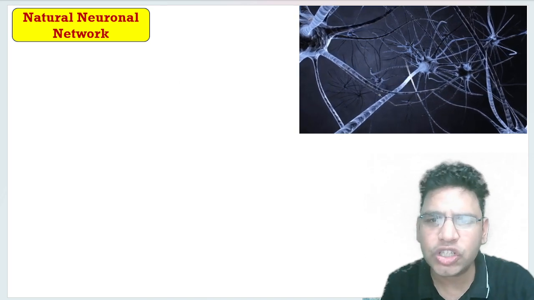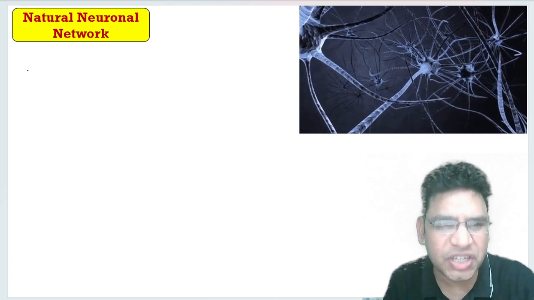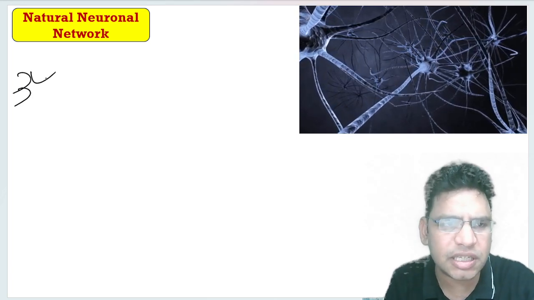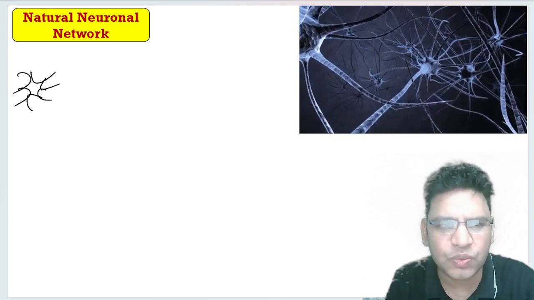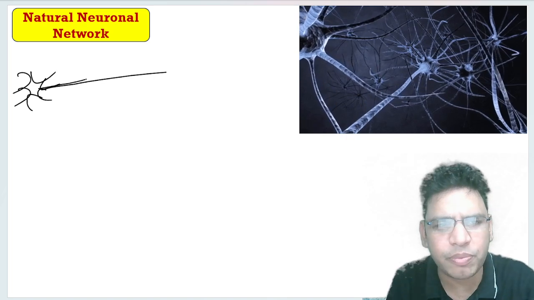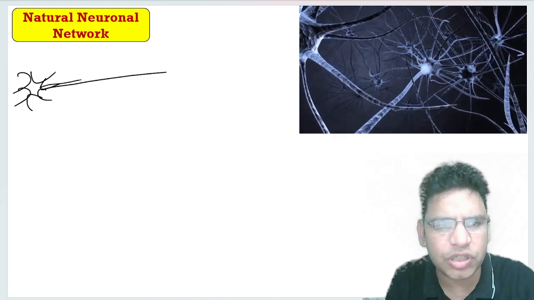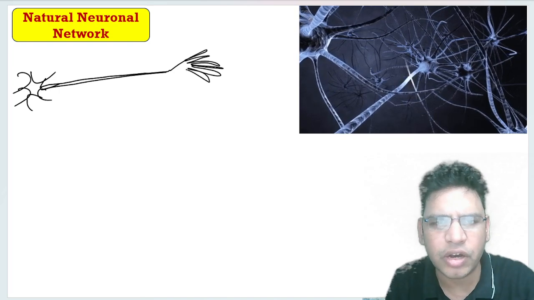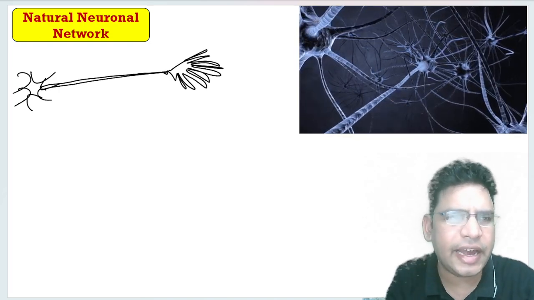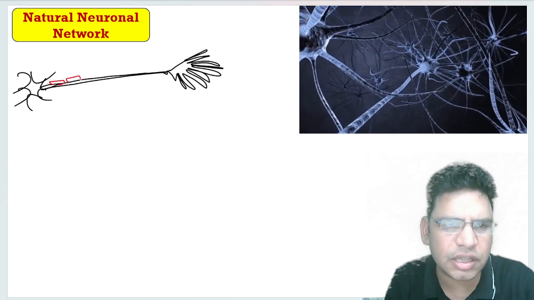So here are neurons. Neurons are basically the functional and structural unit of the nervous system. So neurons are like this. This is a neuron. There is one long process, and this long process in a neuron is called the axon. Okay, these are branches.